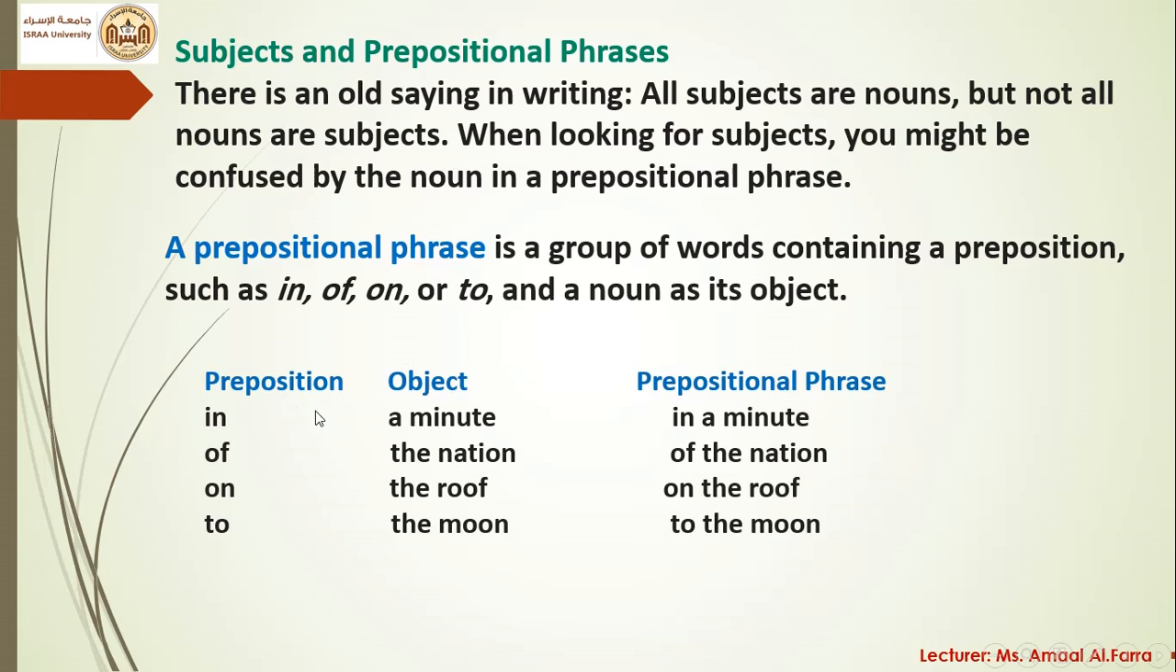Look at these examples. These are prepositional phrases. Here is the preposition in, and we have a minute. In a minute. This is the object of a preposition. Together they become in a minute, and it is called a prepositional phrase. It has a preposition, an article, and a noun. Of the nation, on the roof, to the moon, all these are called prepositional phrases containing nouns. Okay, they contain nouns.